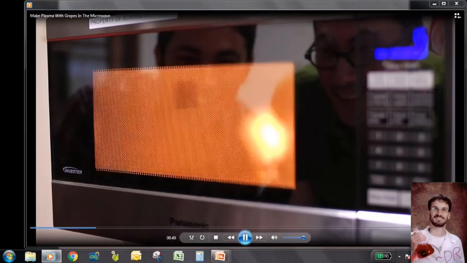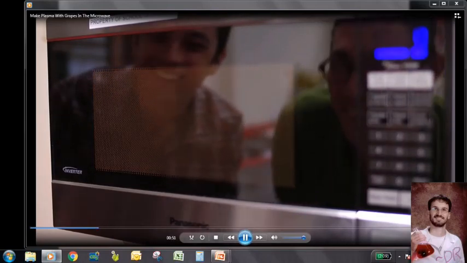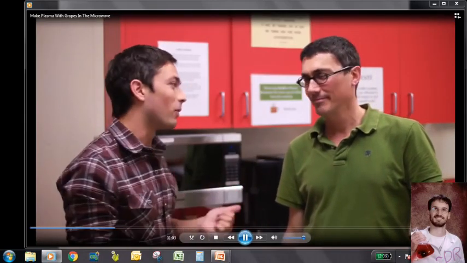Where's the plasma? Whoa! There's the plasma. Wow, well that was some pretty amazing plasma that we made in this microwave.